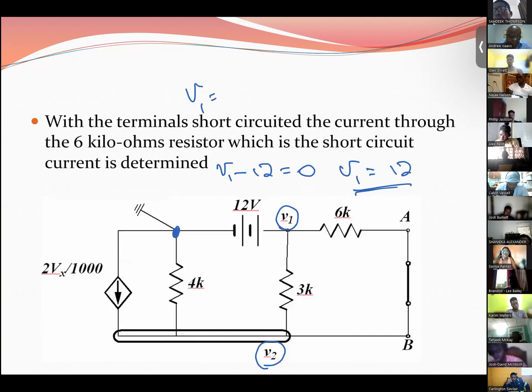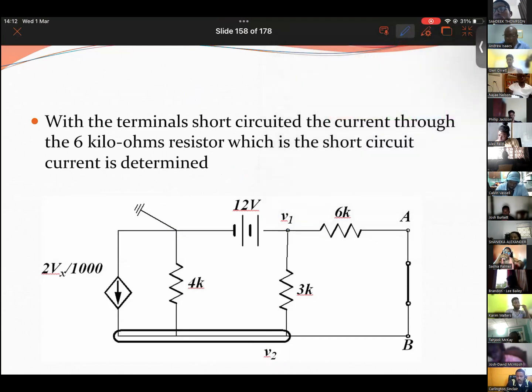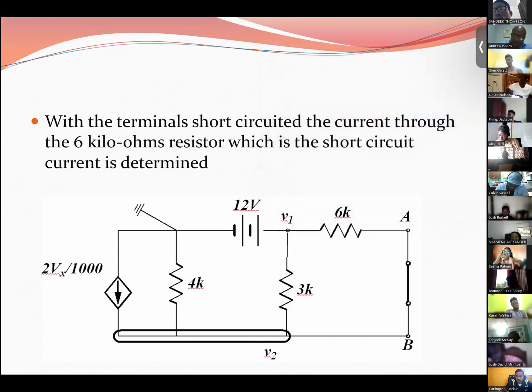Well, let us look at node 2. So we have dealt with node 1, V1 equal 12. That's your first equation. Now let's look at node 2. How many branches are connected to node 2? And I'm going back to Mr. Reed because we discussed this already. How many branches do we have connected to node 2?